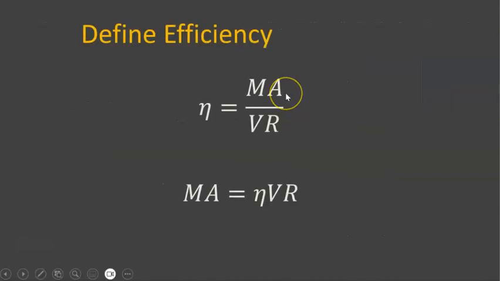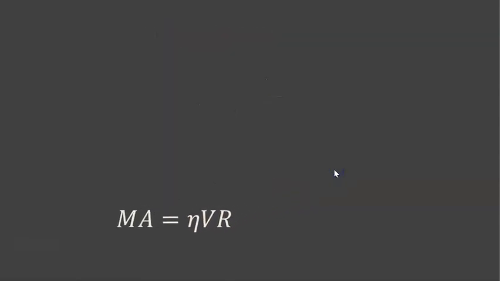Now let's define this efficiency as being the ratio of the actual mechanical advantage with the velocity ratio. That's the Greek symbol eta, E for efficiency. Doesn't look like an E, but it is for Greek. Rearranging that, another useful thing there is mechanical advantage is just the efficiency times the velocity ratio. So the velocity ratio is what the mechanical advantage would be if there's no losses. Well, this inefficiency means it's only a fraction of that.